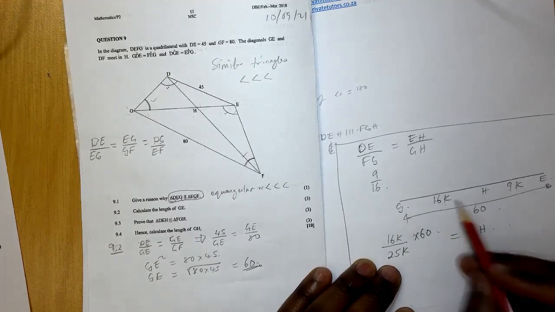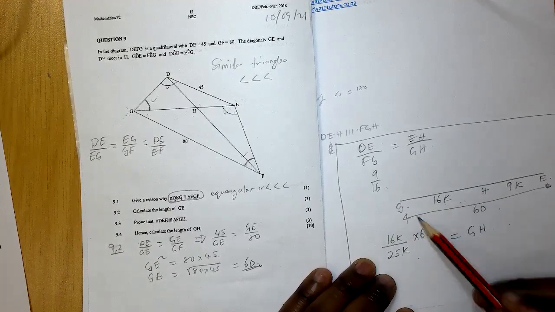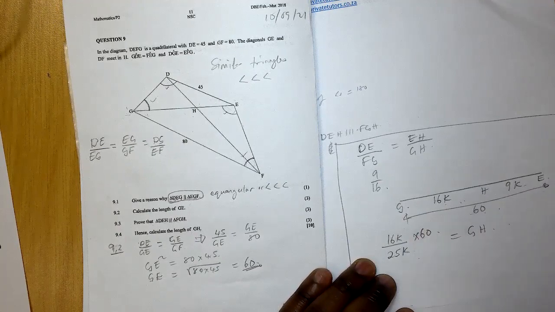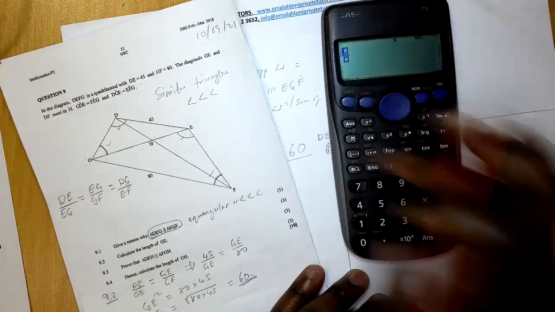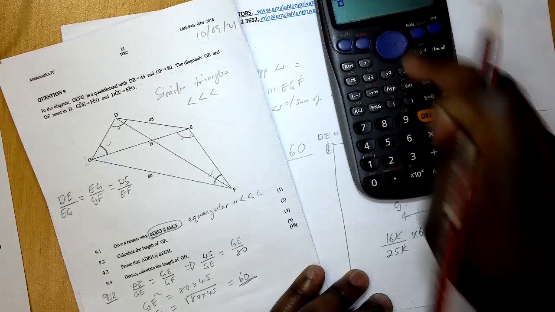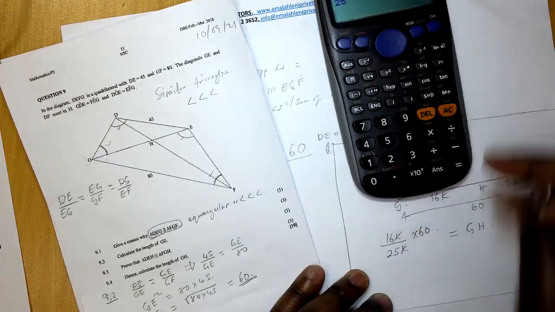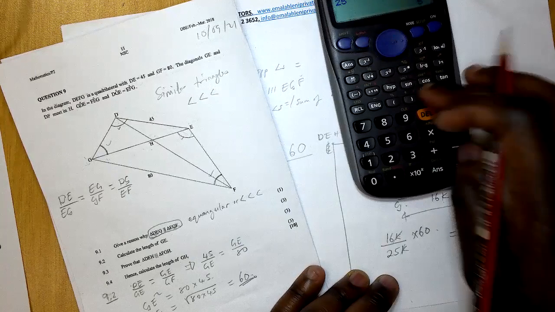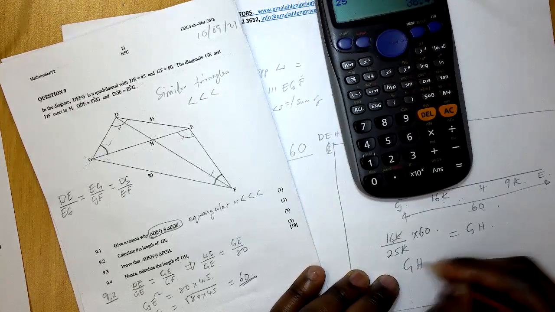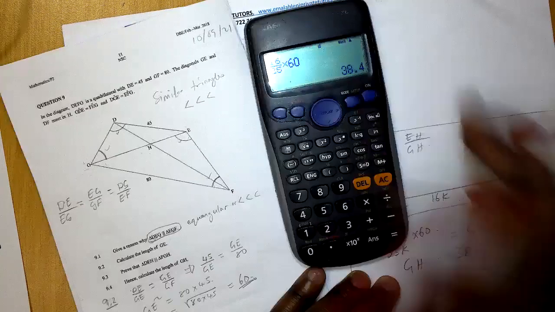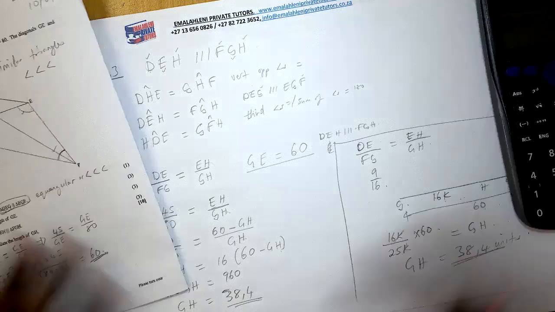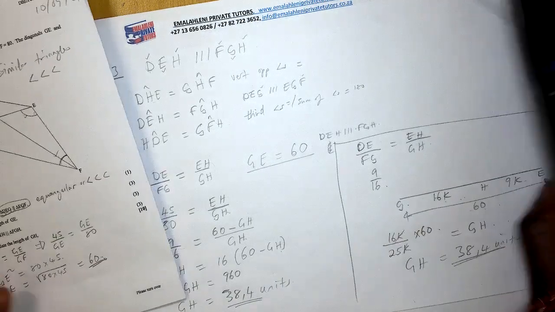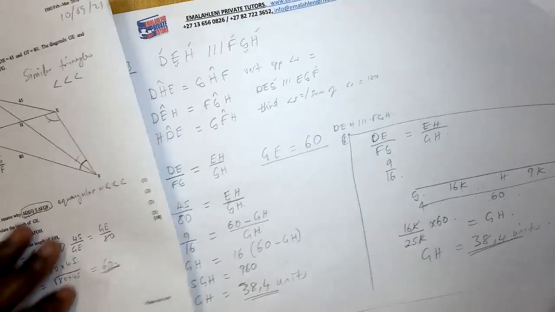So GH is the bigger part, so it's 16 over the total times 60, which is the total length here. Then what do we get there? The K and K will cancel, so it's 16 over 25 times 60. We get the same answer, GH equals 38.4 units. Done like that. So that's what you're supposed to do. Either way, you can still get your answer.